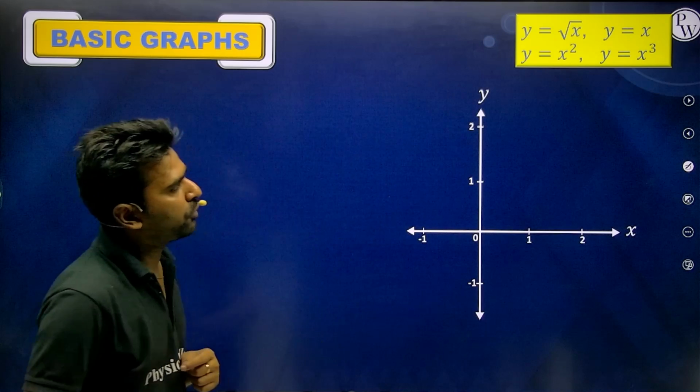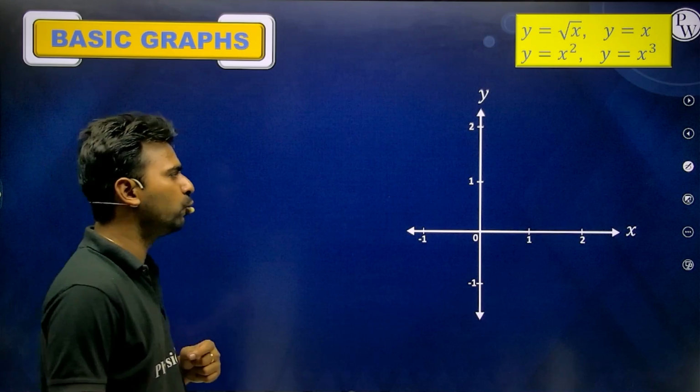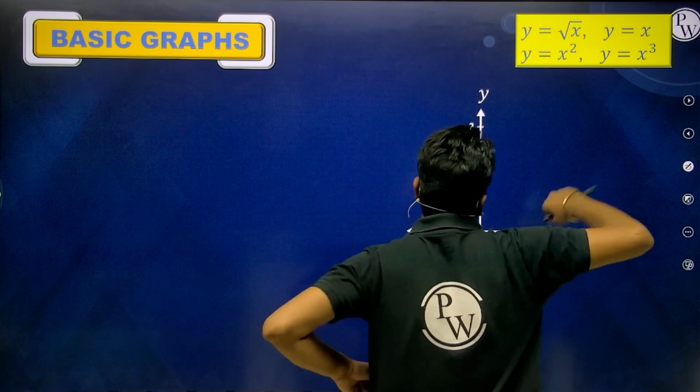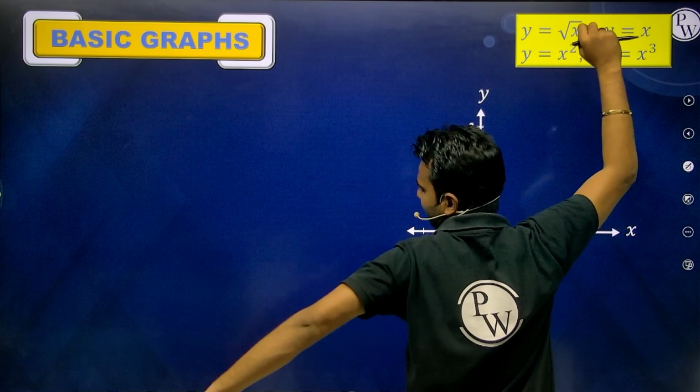Moving ahead, if you want to draw the graph of y equal to x cube, then what we have to do is take the right hand up and left hand down like this.